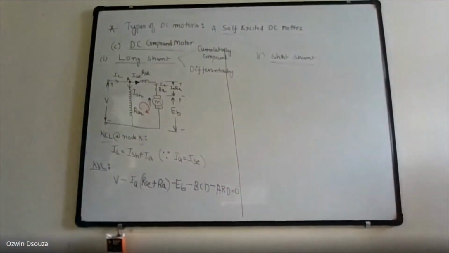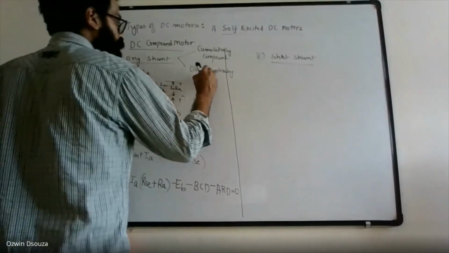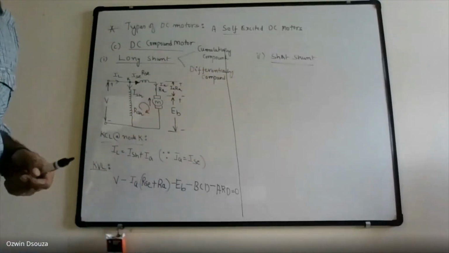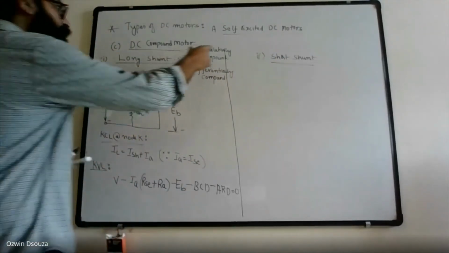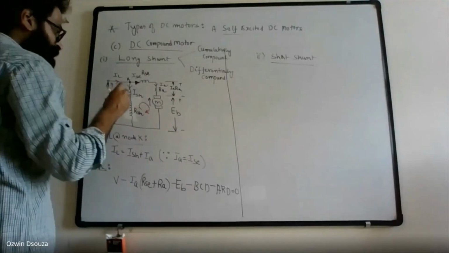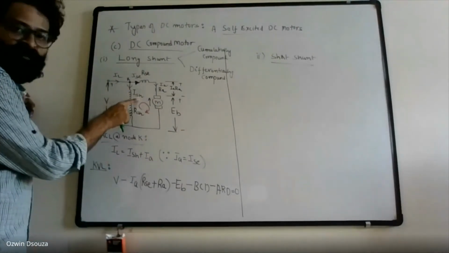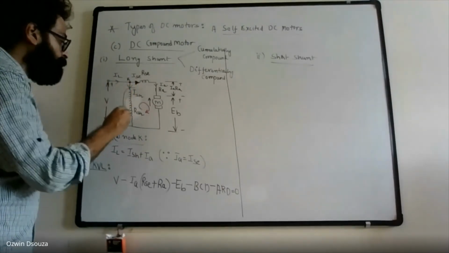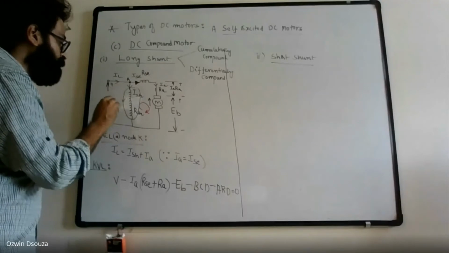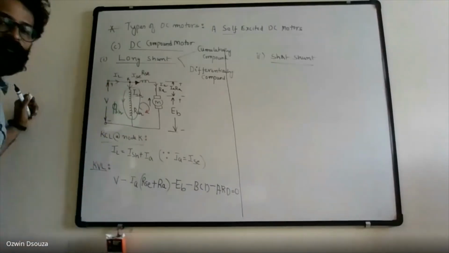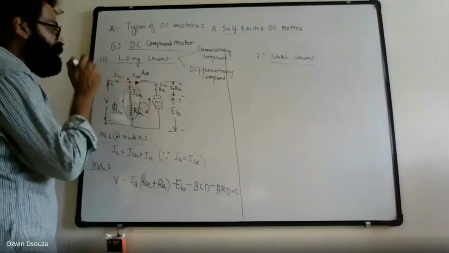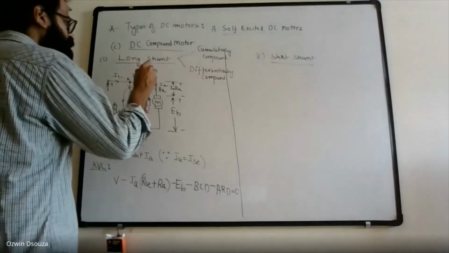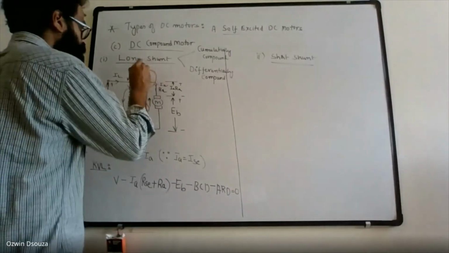You can have cumulatively compound operation or differentially compound operation. I think I have told you in case of generator; once again, I am going to repeat, I won't take much time. Cumulatively compound operation in the sense, you have the flow of ISH, so this ISH will produce a field, say phi SH, and the series current ISC will produce its own field, say phi SC.